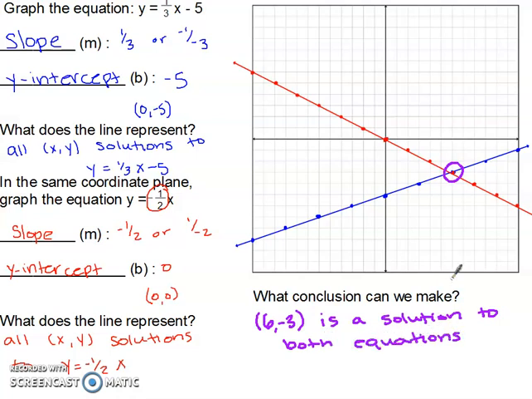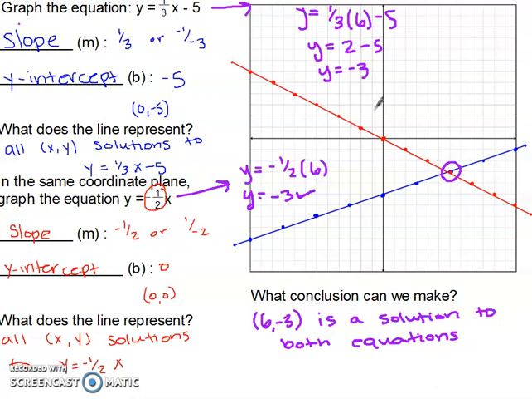So when I plug in a 6 for x in my first equation, I should get negative 3 for y. And sure enough, doing that, I see that I do. For the second equation, I should get a negative 3 when I plug in a 6 for x as well. And sure enough, I do. Therefore, that point (6, negative 3) is a solution to both equations.